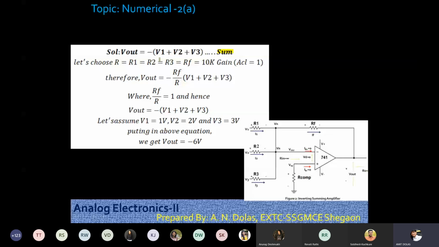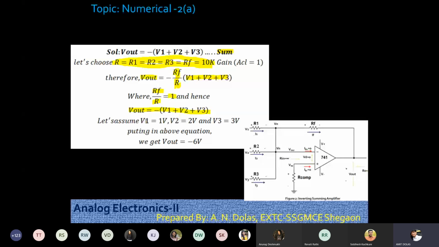Likewise. So what I did, I used all resistances equal. So the RF by R ratio will be equal to 1. So automatically V out will be V1 plus V2 plus V3 with a minus sign. Therefore, V out is the multiplying factor times the addition of 3 sources. As RF is 10K, I assume or choose R is 10K. So RF upon R becomes 1. Multiplying any equation by 1, the equation remains the same. So V out is V1 plus V2 plus V3.